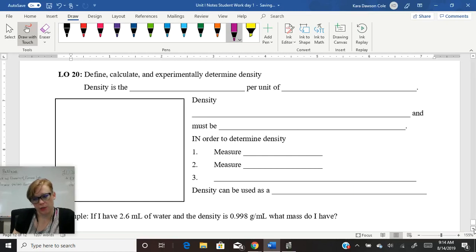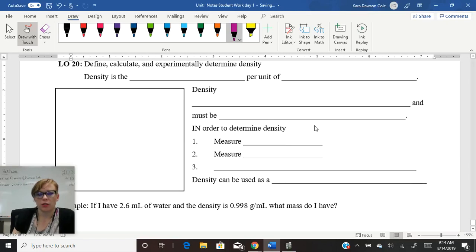So the very last learning objective of this unit is density. Learning objective 20 is to define, calculate, and experimentally determine the density. So density is the mass per unit of volume.